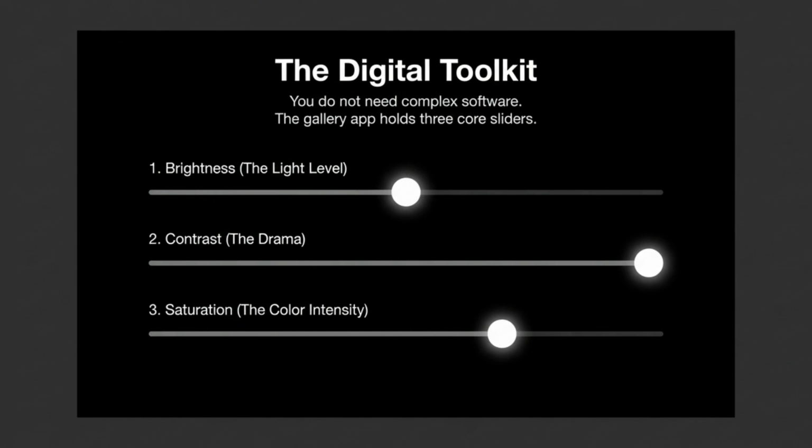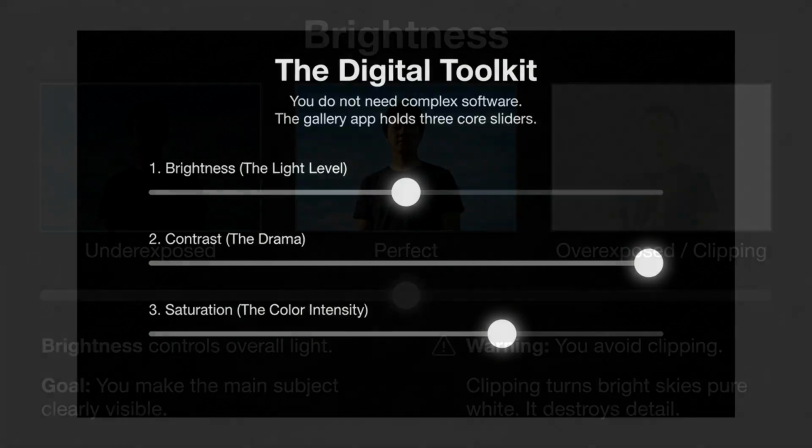The Gallery app on your smartphone holds 3 core sliders: brightness, which controls the light level, contrast for the drama, and saturation for color intensity.